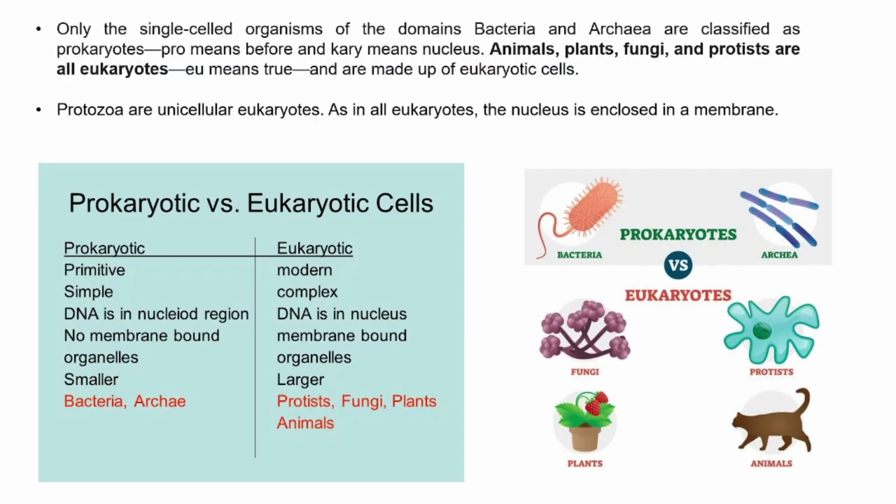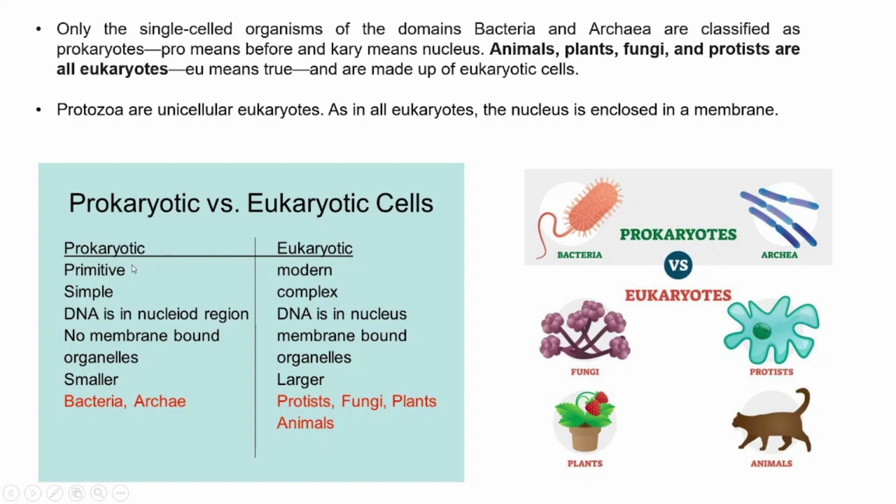So we'll check what forms the prokaryotes and what forms the eukaryotes. The single cell organisms of the domains bacteria and archaea are generally classified as prokaryotes. Pro means before and karyon means nucleus. It's basically before nucleus, which is very primitive. The animals, plants, fungi and protists are all eukaryotes. Eu means true, and they are made of eukaryotic cells. Protozoa are also unicellular eukaryotes. As in all eukaryotes, the nucleus is enclosed in a membrane. So bacteria and archaea form the prokaryotes, and fungi, plants, animals and protists form the eukaryotes.